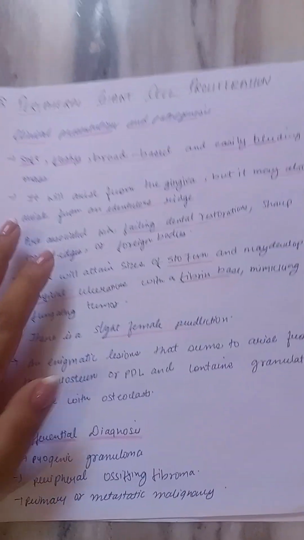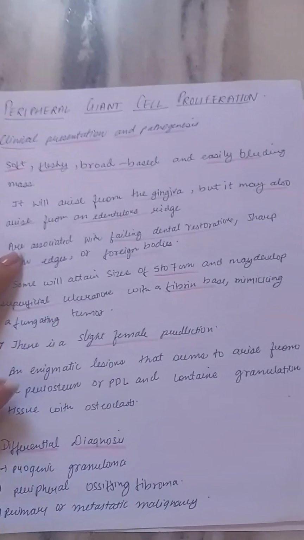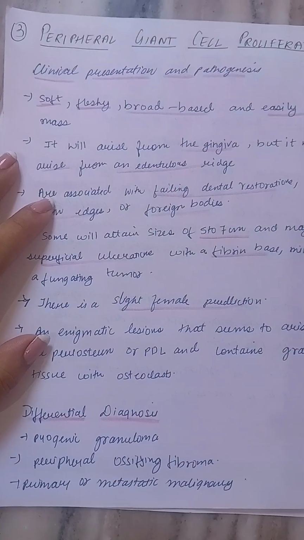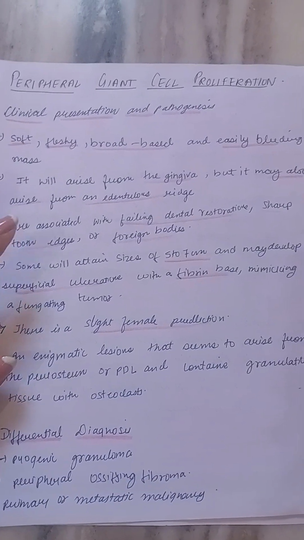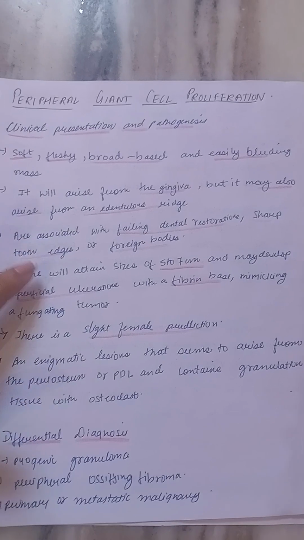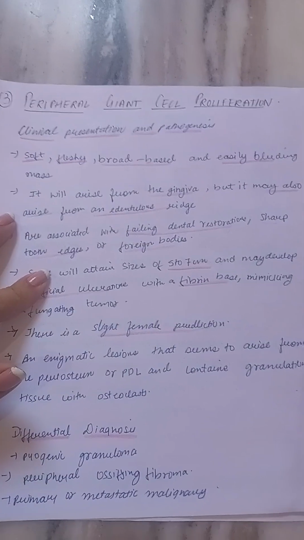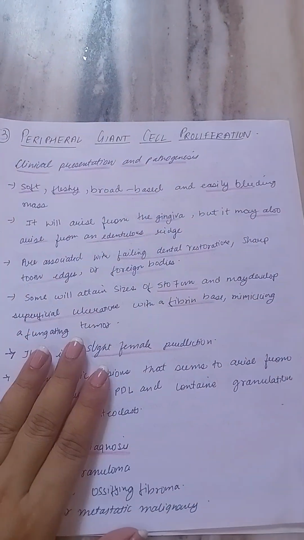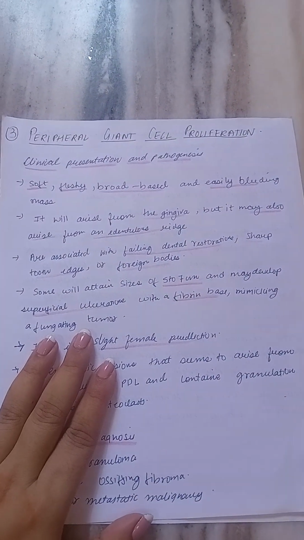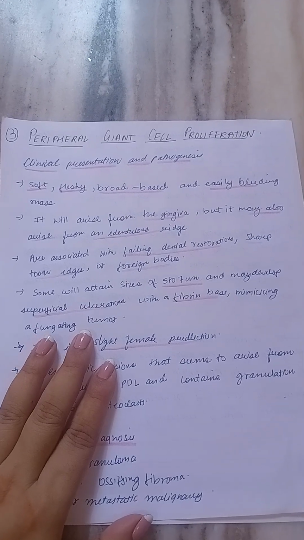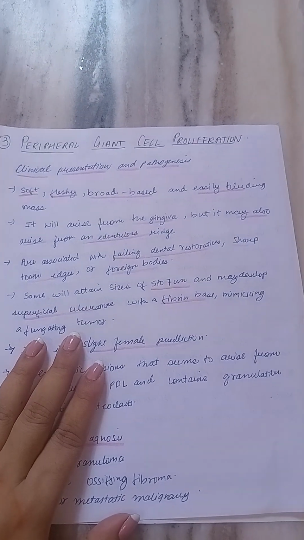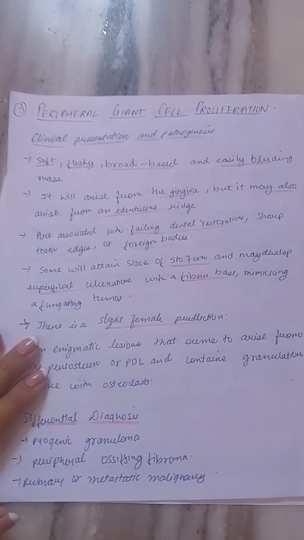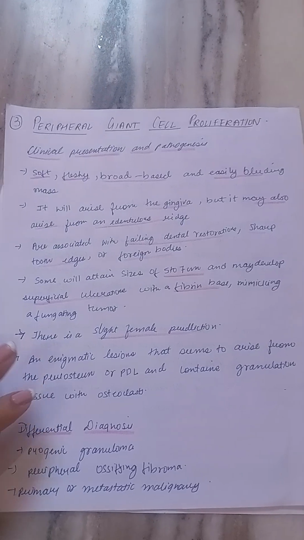So we have seen that peripheral ossifying fibroma doesn't occur in edentulous area, but peripheral giant cell proliferation occurs from an edentulous ridge. Are associated with failing dental restoration, sharp tooth edges or foreign bodies. Some will attain sizes of 5 to 7 cm and may develop superficial ulcerations with a fibrin base, mimicking a fungating tumor. There is a slight female predilection.